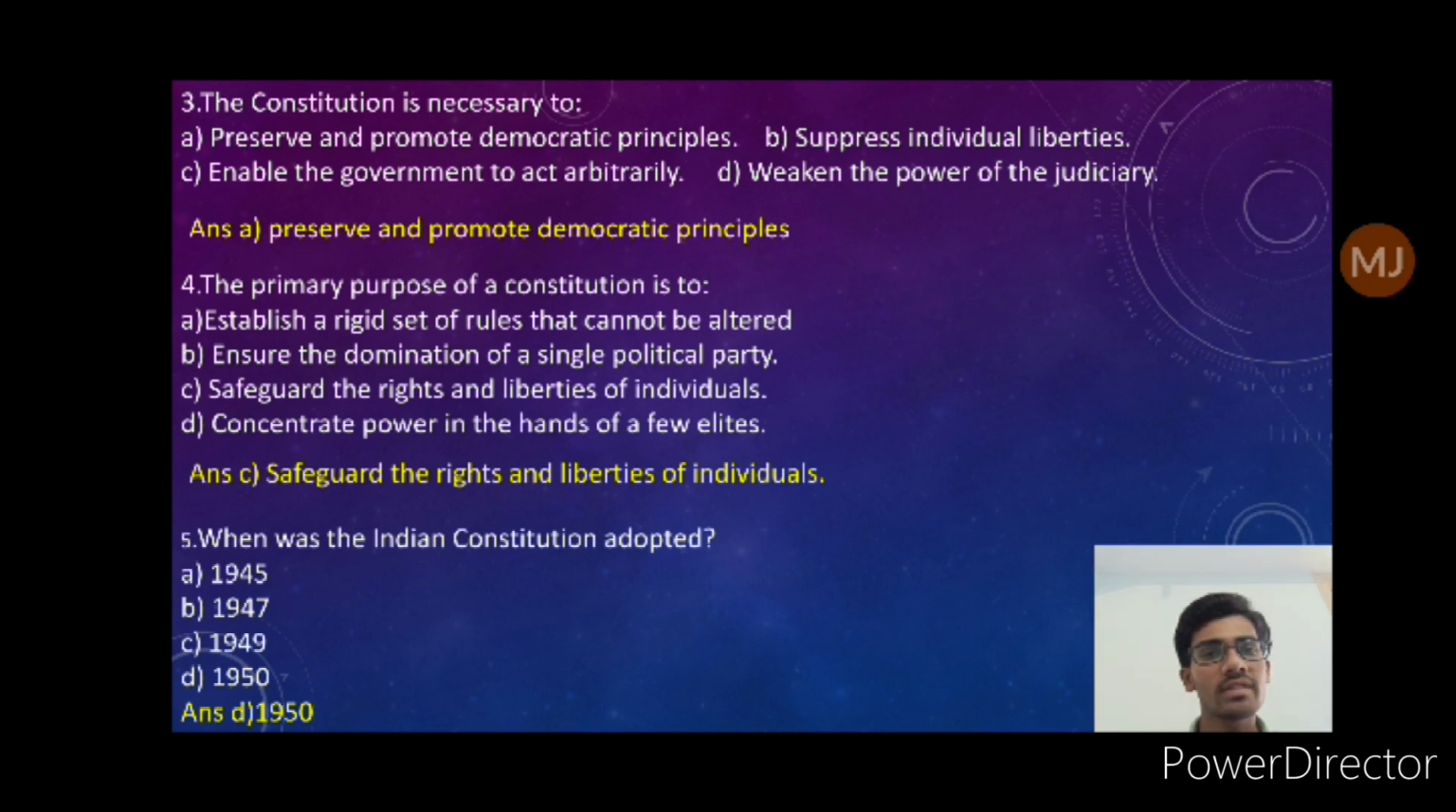Fifth question, when was the Indian Constitution adopted? Option A, 1945. Option B, 1947. Option C, 1949. Option D, 1950. Answer is option D, 1950.